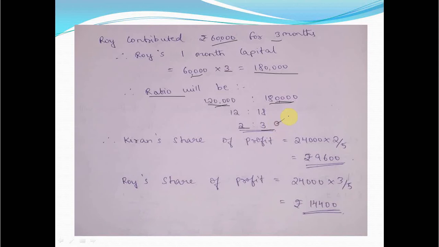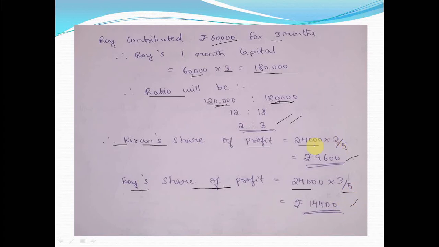Clear? Now since we came to know the ratio, and we already know the profit, we can distribute the profit. Kiran's share of profit will be 24,000 into 2 by 5, that is equal to 9,600. Roy's share of profit will be 24,000 into 3 by 5, that is equal to 14,400. Clear?